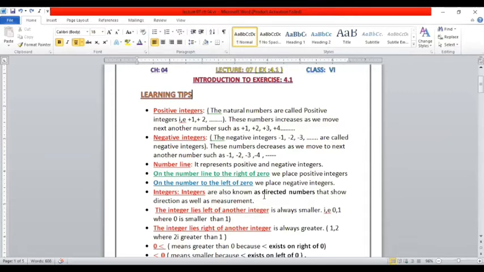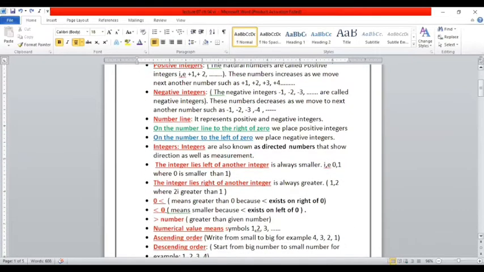Integers are also called directed numbers because they show the direction as well as the measure. Now, suppose plus 2, it means that we have to move 2 steps towards the right of 0. If it is minus 2, it means we have to move to the left of 0. So that is why sometimes we say up or down.